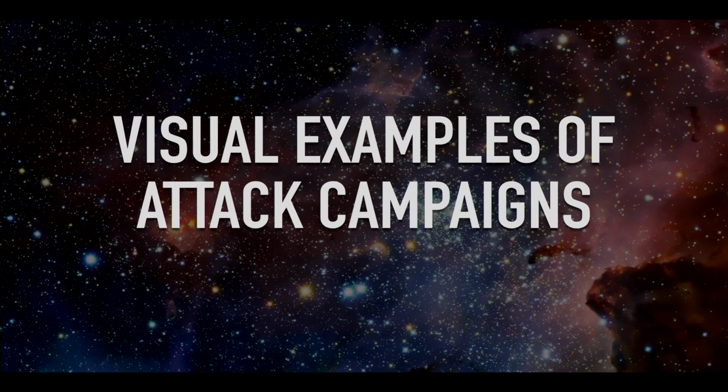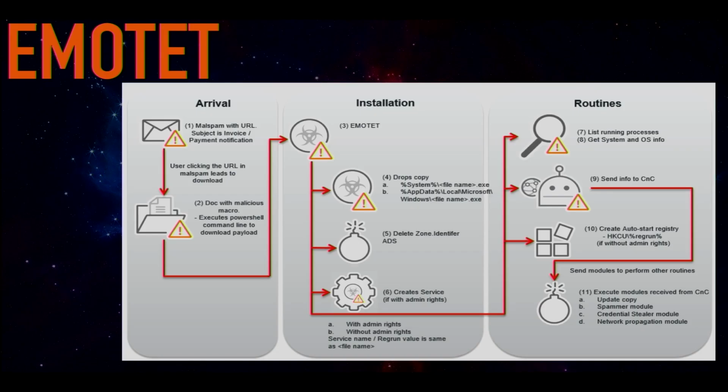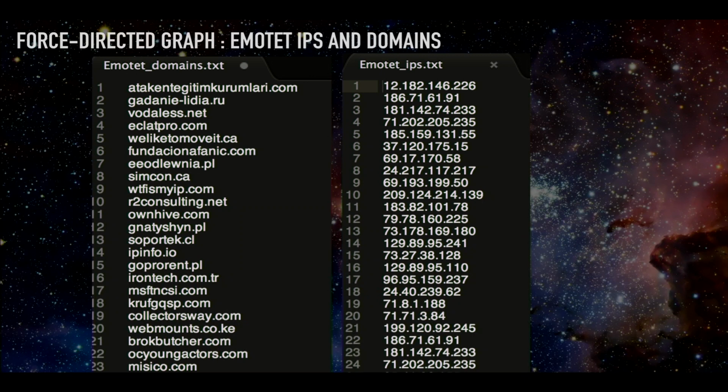So some visual examples of attack campaigns, just to give you an idea of where we're going. I'm going to talk about three different malware variations: Emotet, Hansator, and Trickbot. So Emotet is a spam malware. Spam is sent to victims, and it usually includes an attachment, like a Word document or something like that, or a link to a Word document, and if you run it and have macros enabled, it'll do all sorts of stuff.